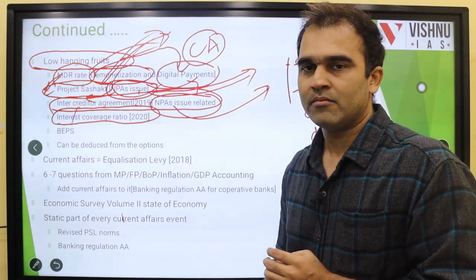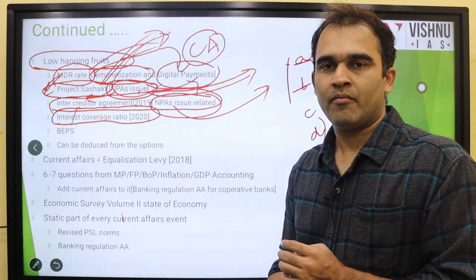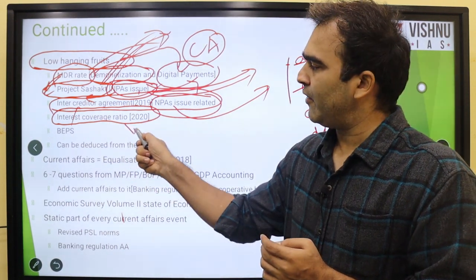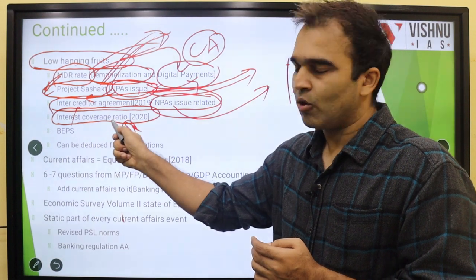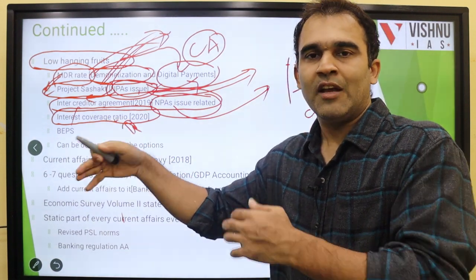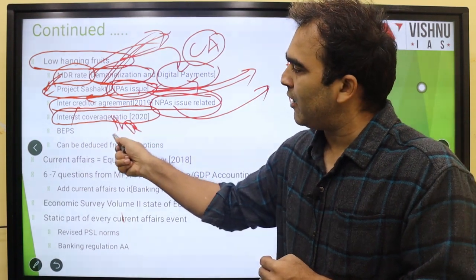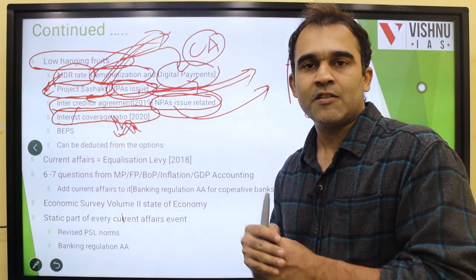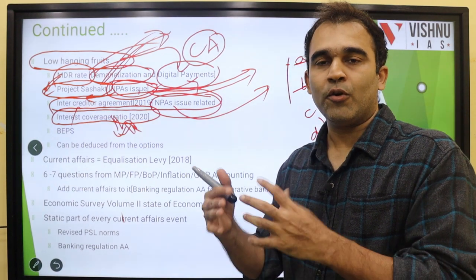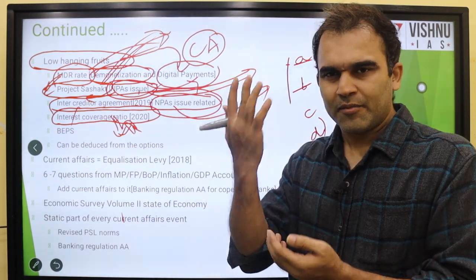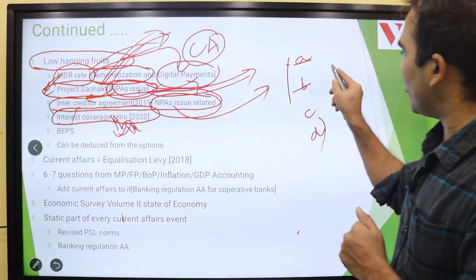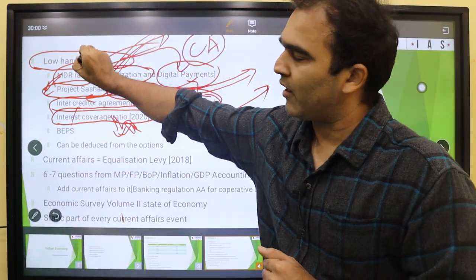Interest coverage ratio. What is it? This ratio tells whether a firm is able to cover its interests. It gives the strength of the company. This ratio can be used by banks or other creditors who give loans to these institutions. That's something which you can just come out by looking at options, right? That's the reason they are called low-hanging fruits.